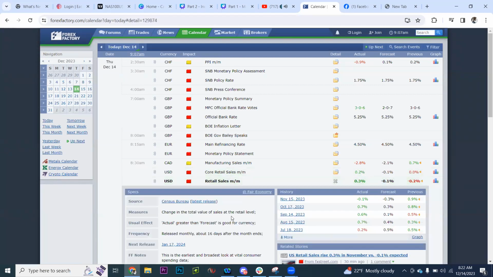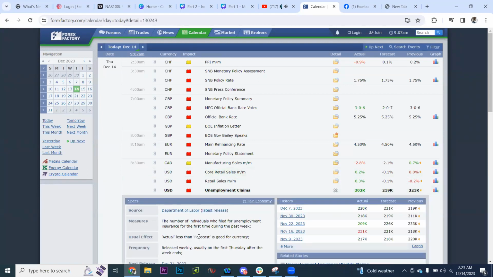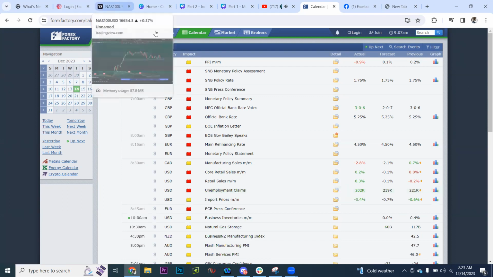Second folder. Boom. Actual greater than forecast is good for currency. This actual is greater than this forecast. That's two positive for USD. Third red folder. Actual less than forecast. 202,000, 219,000. This actual is less than this forecast. That's three folders saying it's good for USD. So again, if it's USD first, you're looking for buys. If USD is second, you're looking for sells. So I know I'm looking for the sell.